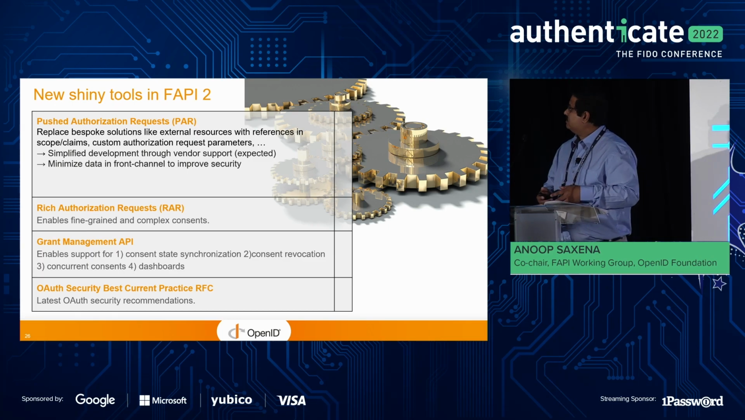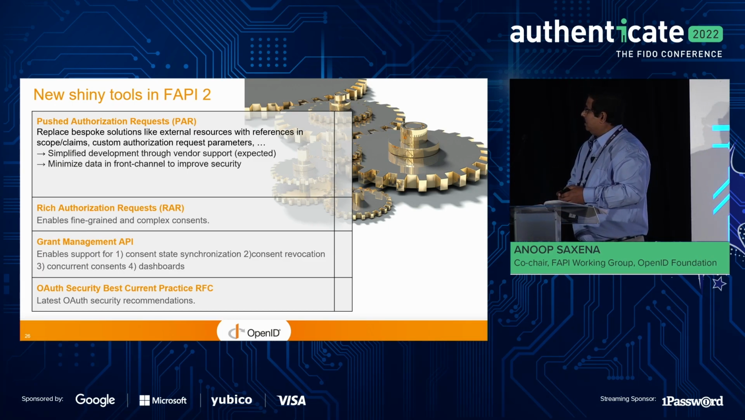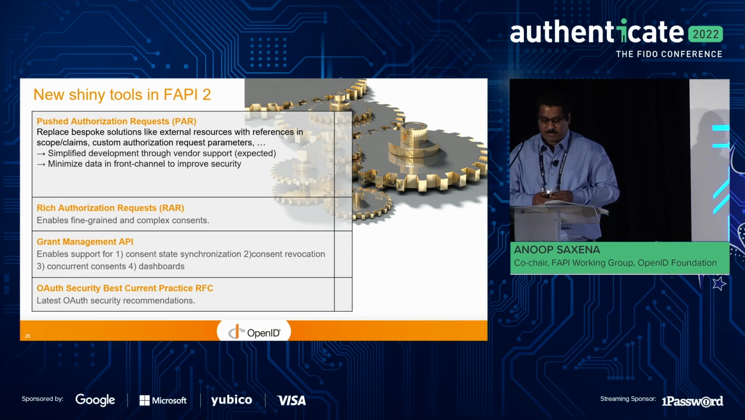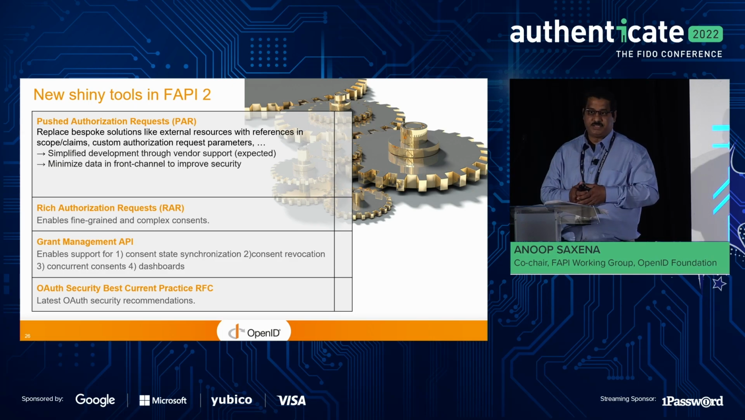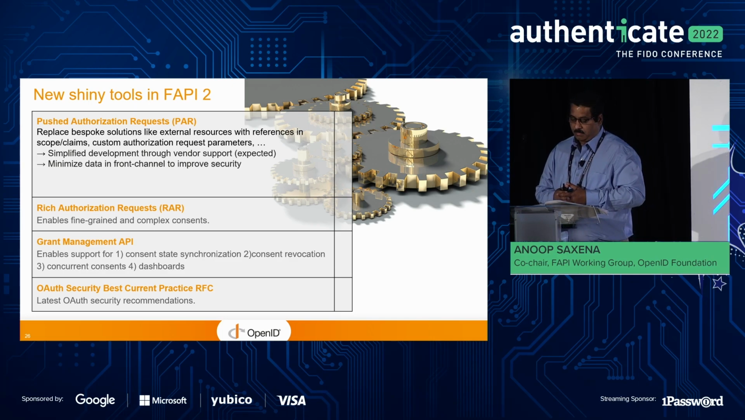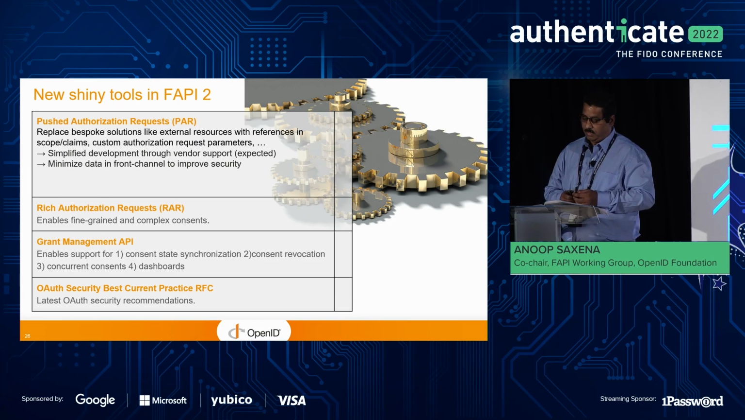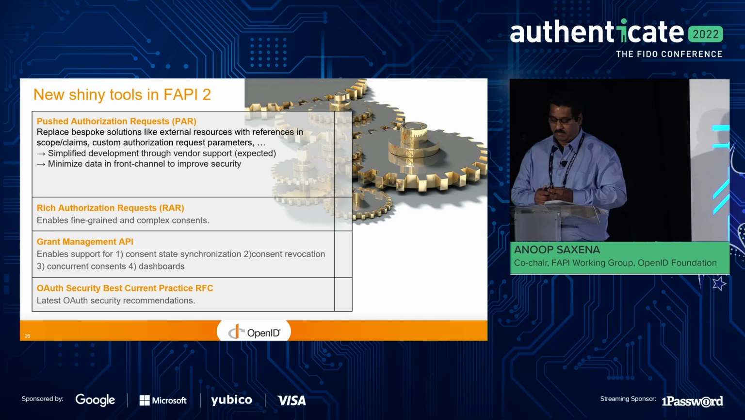So these are some of the shiny tools coming in FAPI 2. Of course, starting with PAR, pushed authorization requests, which enables resource references, scope and claims, and also allows you to customize your authorization request parameters. It will also include RAR, rich authorization requests, enabling fine-grained and complex consent models that are coming up. Consents are a use case that we are seeing in multiple jurisdictions, with user consent, different privacy and use cases. I think this will really help in fine-graining those.